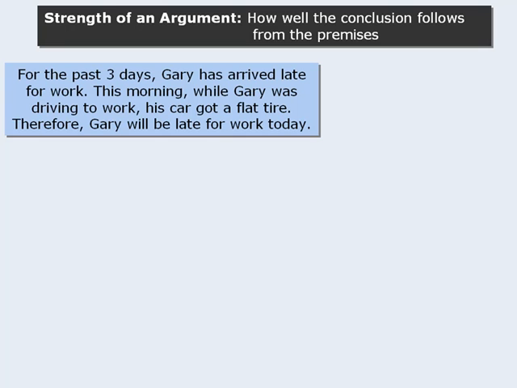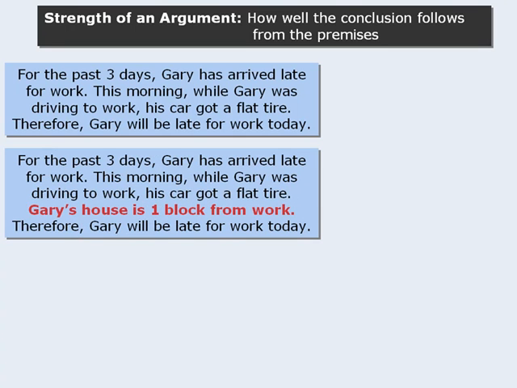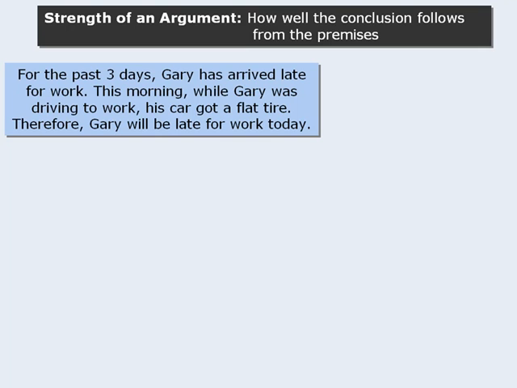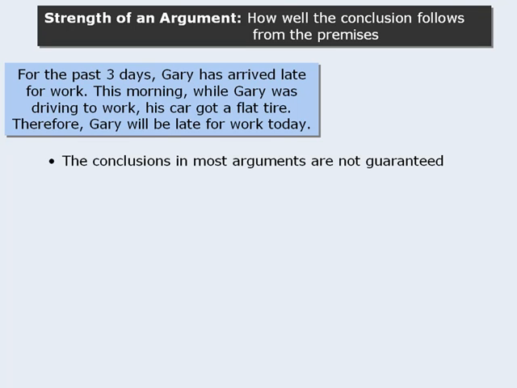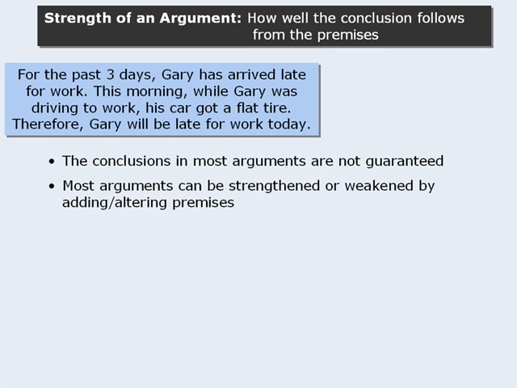Alternatively, notice what happens when we take the original argument and add the premise, Gary's house is 1 block from work. By adding this premise, we are weakening the argument. Sure, it's still possible that Gary will arrive late for work today, but the fact that he lives so close weakens the extent to which the conclusion follows from the premises. So the two important takeaways here are, on the GMAT, the conclusions in most arguments are not guaranteed, and most arguments can be strengthened or weakened by adding or altering the premises.